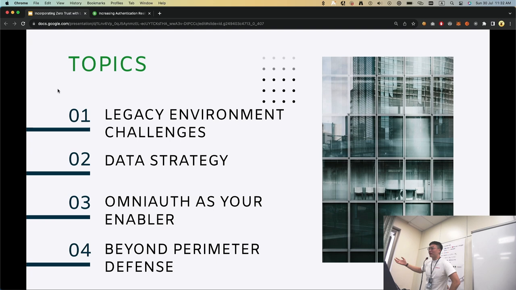Today's topics are split across four fronts. We'll talk a bit about legacy environment challenges. For a lot of us, if you're working with companies that have been around for a longer time, you'll be familiar with some of the challenges here. Then we'll talk a bit about data strategy. This talk was initially used as a cybersecurity type topic. We'll also talk about, for Ruby, how we use OmniAuth to help us overcome some of these challenges. Then lastly, we'll talk about beyond perimeter defense, which is a primary area of legacy security for the most part.